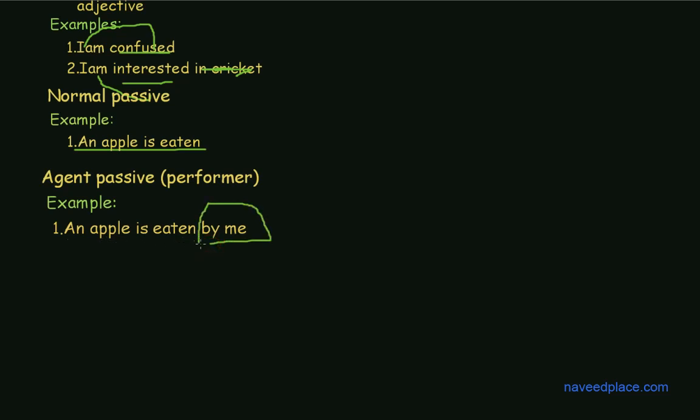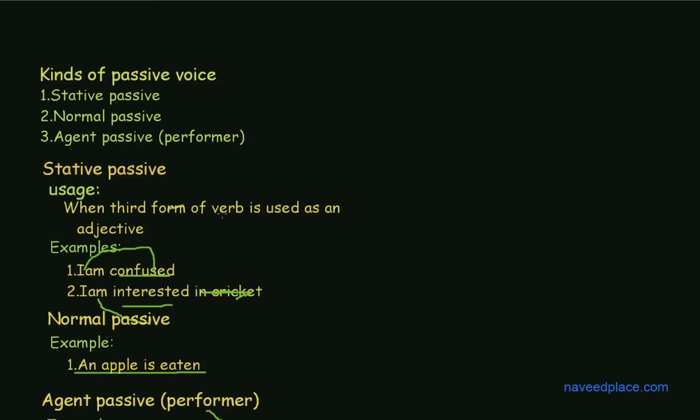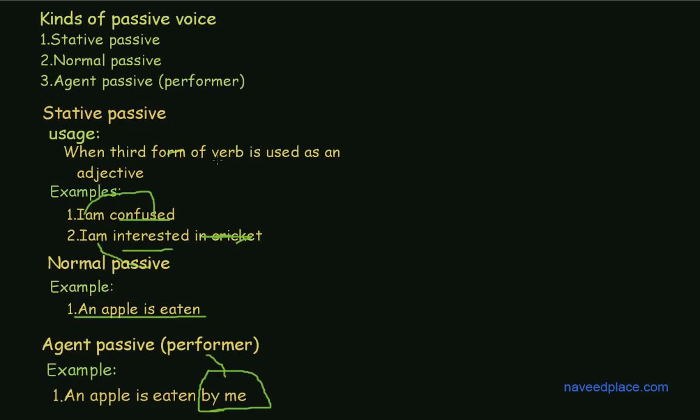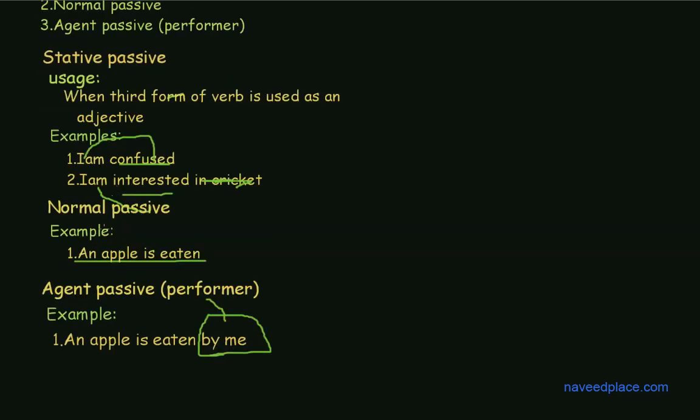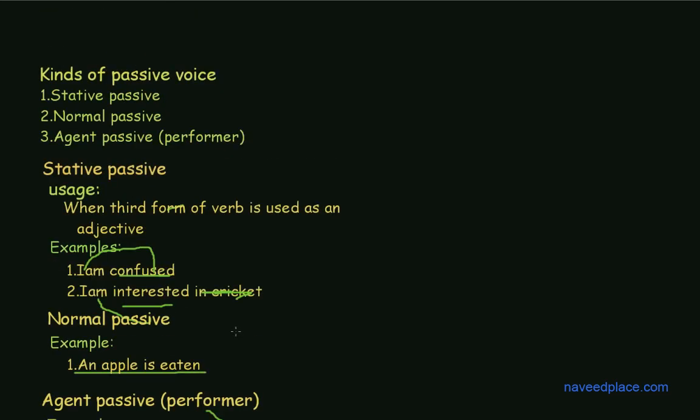So by me is showing the performer, getting me? So in the agent passive we show the performer. So what is stative passive? Stative passive is when the third form of verb is used as an adjective. And this is normal passive. And definitely we use agent passive, means what is agent passive? In the agent passive we show who performed the action, getting me?